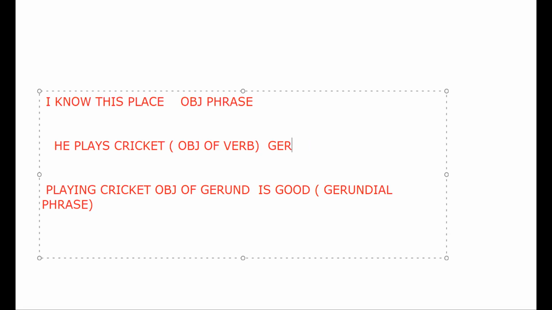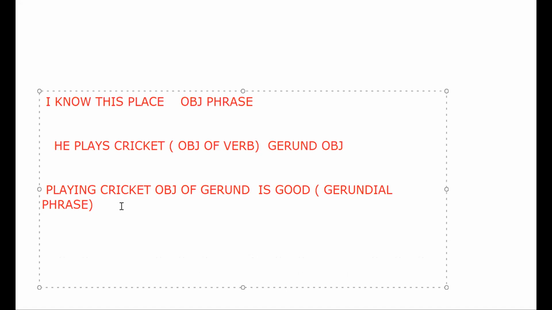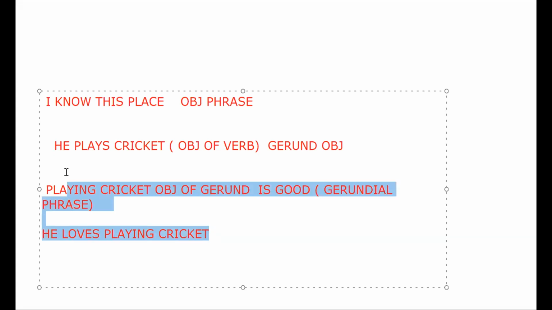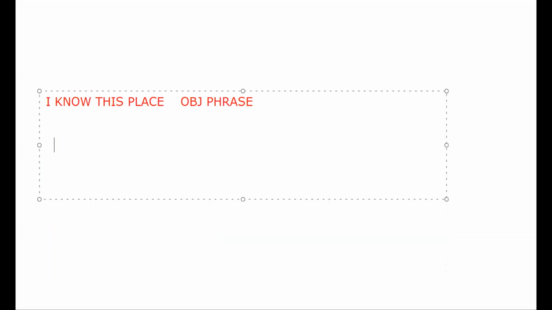Okay. Another thing you need to understand: you have to show me where the phrase is here. He loves playing cricket. He loves what? He loves playing cricket. So this is a gerundal phrase. If I ask you to further divide it, playing is the gerund and cricket is the object of the gerund, but the whole package is a gerundal phrase. Okay. Now let me introduce one more phrase.